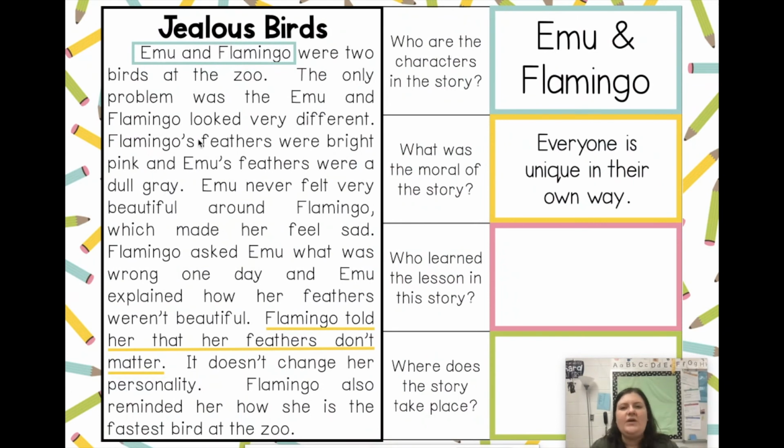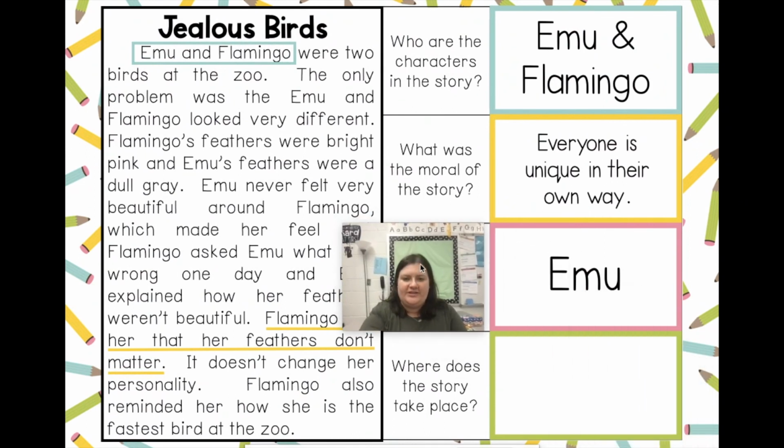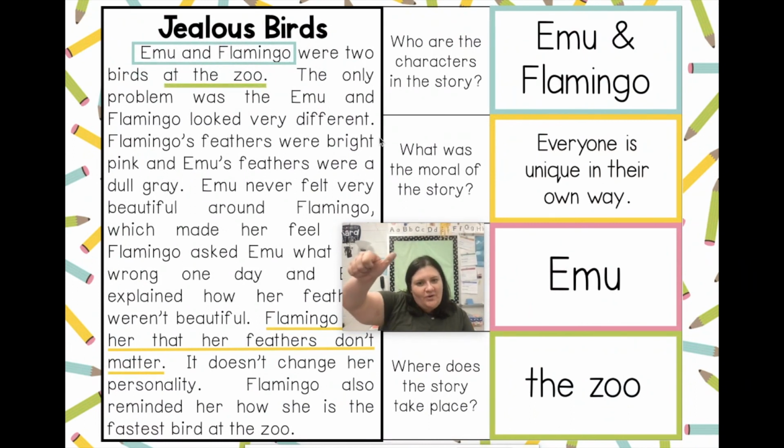All right, so which character learned this lesson? In a fable, it's always one character that learns a specific lesson. And in our story this time, it is Emu. Emu is the character that learns the lesson in this story. And then finally, our final question is to identify, where does the story take place? Well, in that very first sentence, I read that the birds are where? At the zoo. That is where it tells me my setting, or the thumb part of recounting a story.